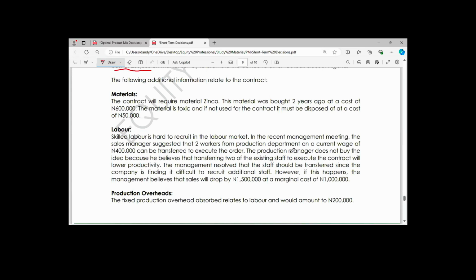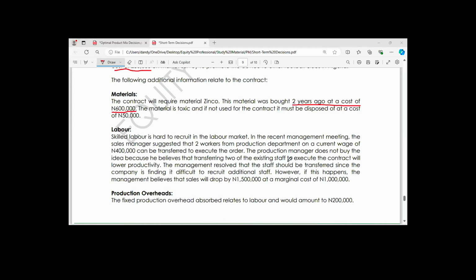The material is toxic, and if not used for the contract, it must be disposed of at a cost of 50,000. Labor. Skilled labor is hard to recruit in the labor market. In the recent management meeting, the sales manager suggested that 2 workers from the production department on a current wage of 400,000 can be transferred to execute the order.